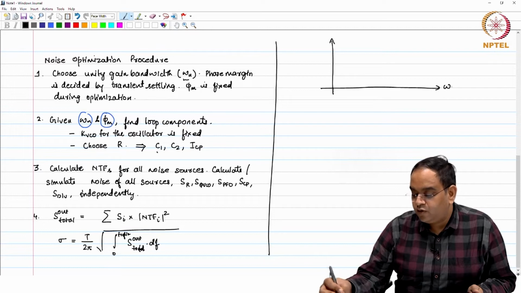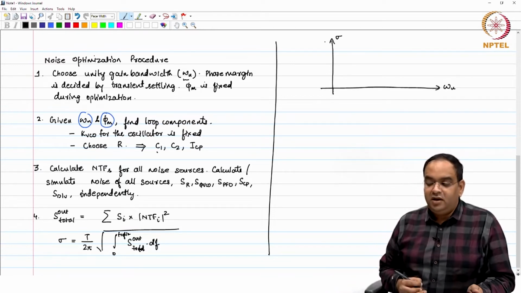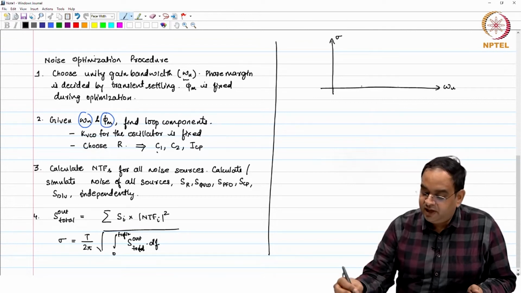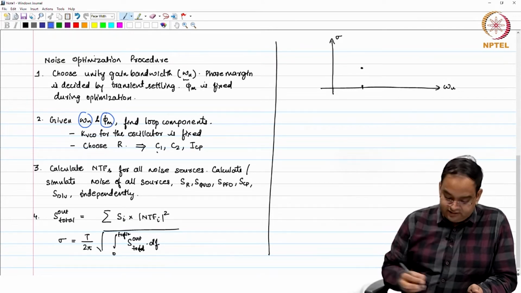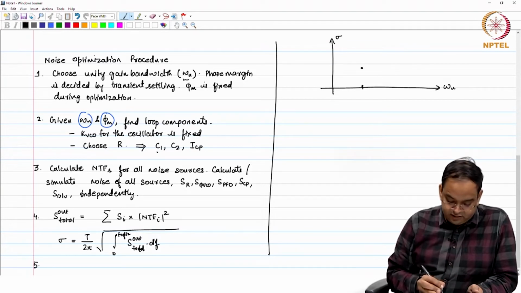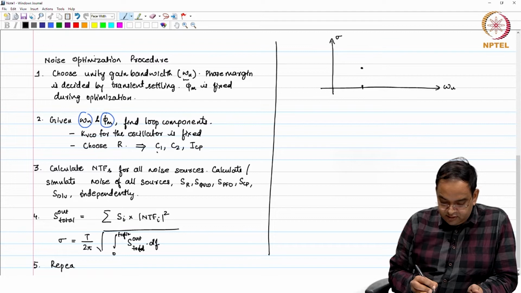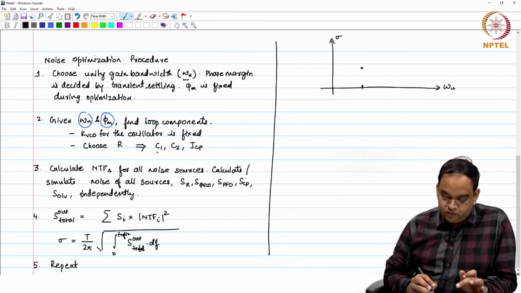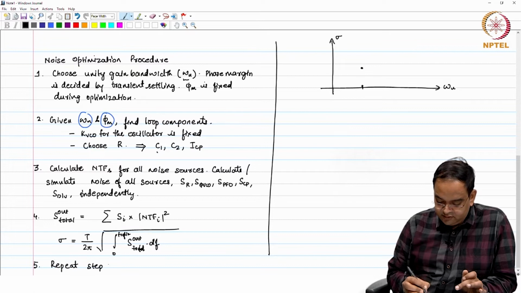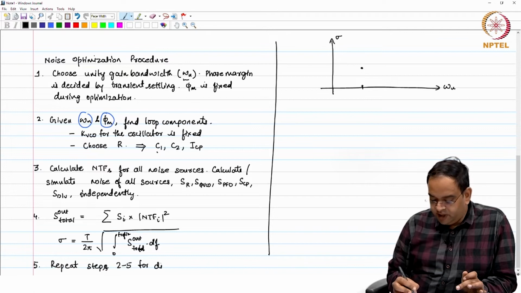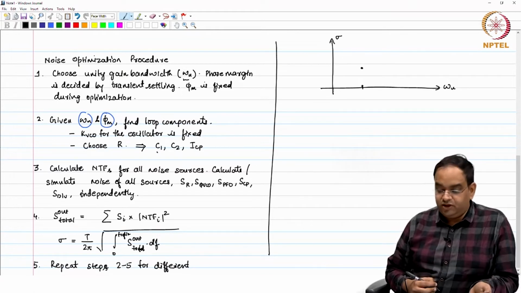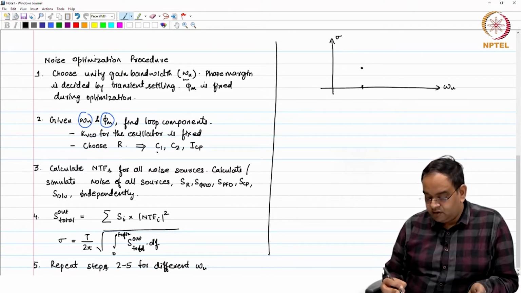So, I am going to plot jitter versus omega u. I picked one particular frequency omega u and got a certain value of jitter. You need to repeat this exercise, repeat steps 2 to 5, for different omega u. Now, this depends on what omega u you prefer, or which omega u is going to give you noise optimization.